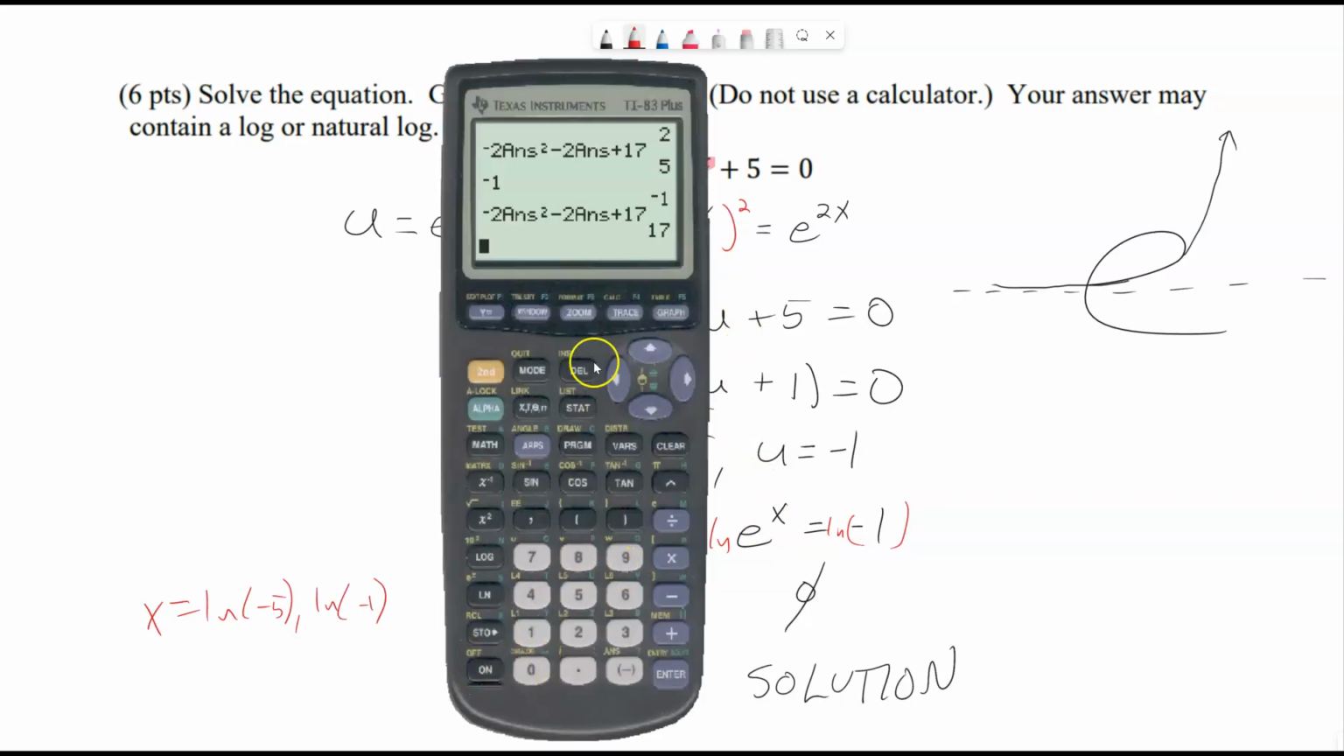Try it. First off, I'm wondering about my mode. Yeah, I had my mode set for complex numbers. If I go to real numbers and I try natural logging -5, error. You can't do these. These are not defined.